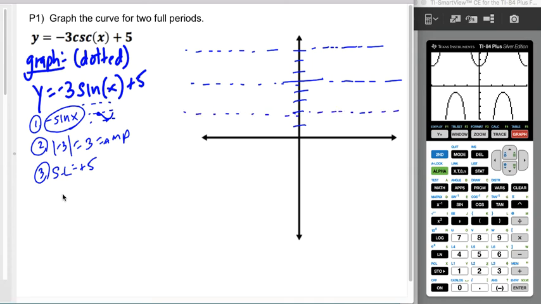I noticed that I didn't change the period here because the period is 2 pi over 1. There's nothing in front of the x, so it's just 2 pi. Right? So my period is -2 pi on this side, and the other period's a 2 pi on this side. And I cut that in half, and I cut the halves in half again.